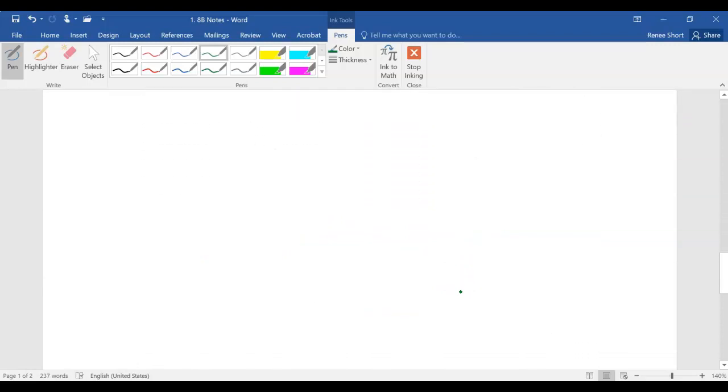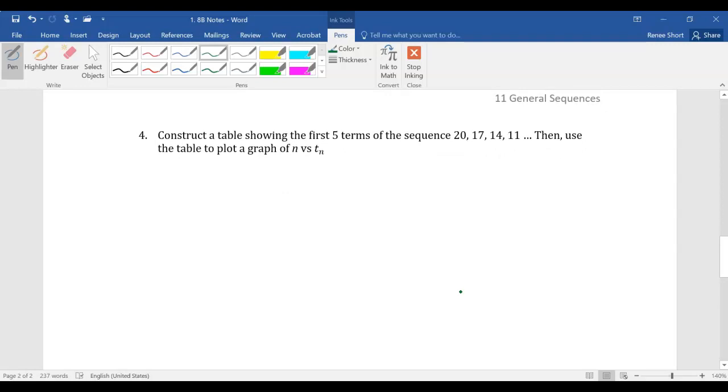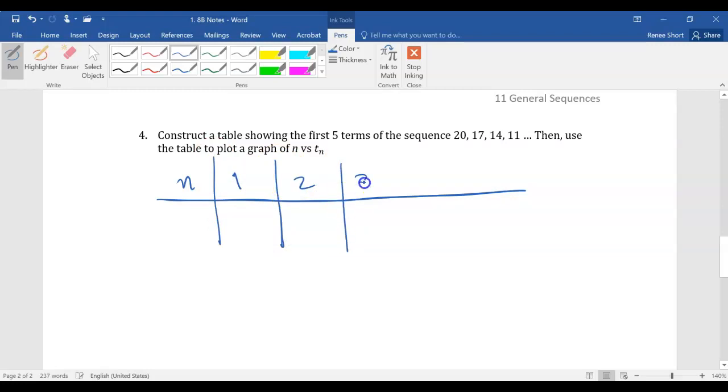Another way that we can do this is you might be asked to construct a table to show the first 5 terms in the sequence. So if we need to construct a table and then use the table to plot the graph, our first column of our table is going to be n, and so that means 1, 2, 3, 4, 5, so our first, second, third, fourth, fifth term, and Tn, so that means the value of that actual term. So the first term has a value of 20, the second term has a value of 17, 14, 11. Hopefully we can see that the pattern here is that we're subtracting 3 each time, so this fifth term then has a value of 8.